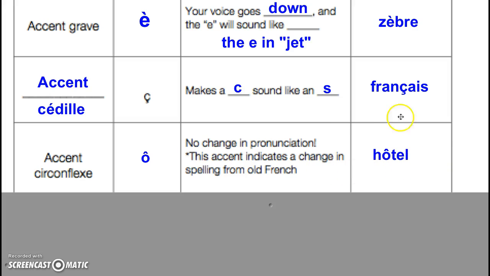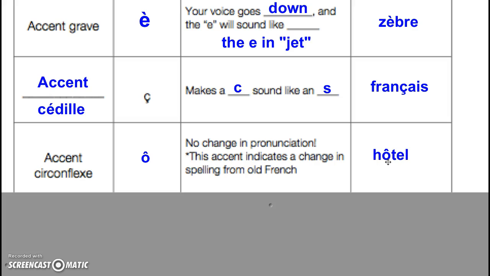So our example here is the word hôtel, which, can you guess what that means? It's hotel. Well done. And the accent circonflexe usually indicates that there used to be an S there, so the word would have been hostel, essentially, which is still a word in English and is very similar to a hotel, just happens to be cheaper.